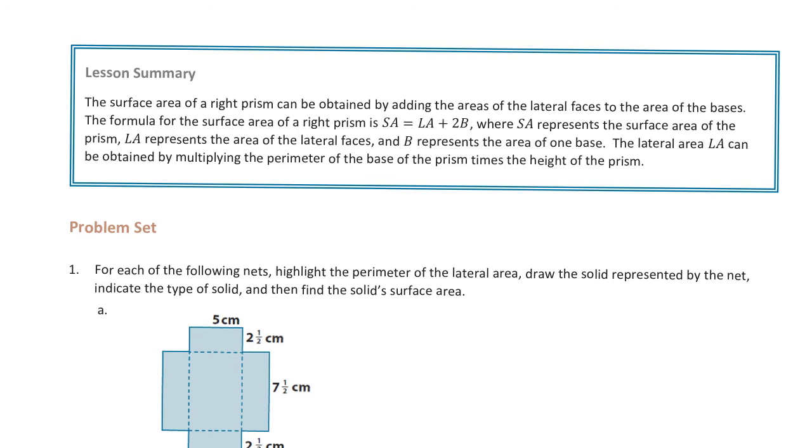The lateral area LA can be obtained by multiplying the perimeter of the base of the prism times the height of the prism. All right, that concludes our lesson for today. See you in class.